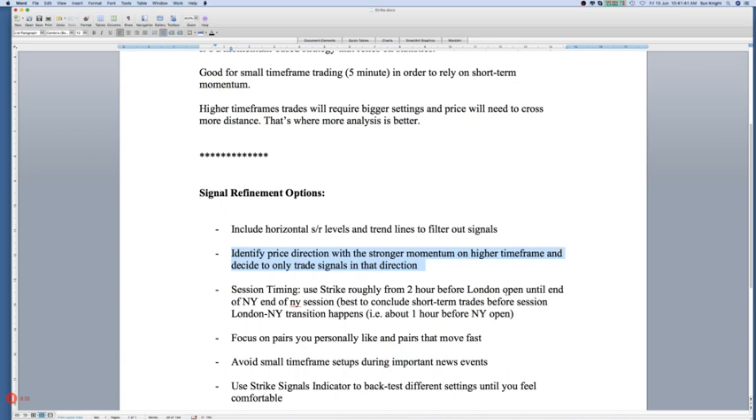Okay, then the next point is session timing. So I'm saying here, use Strike roughly from 2 hours before London open until the end of the New York session. So end of NY.